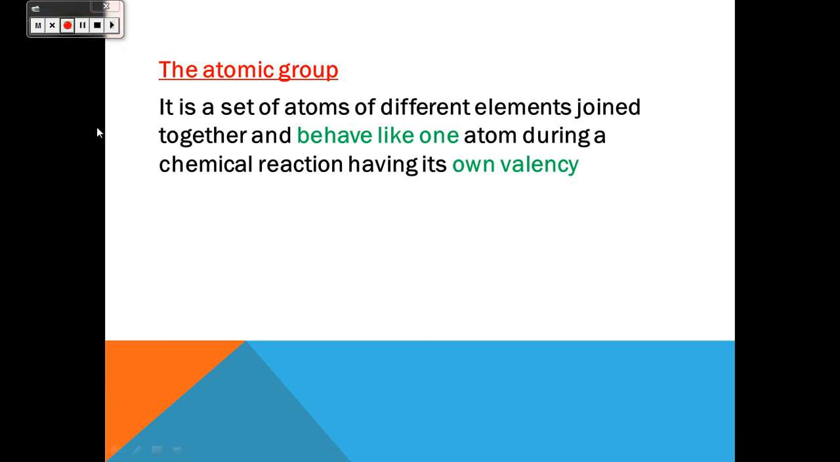And now the atomic group. An atomic group is a set of atoms of different elements joined together that behave like one atom during chemical reaction, and they have their own valency. Again, Prep 1, an atomic group is a set of atoms of different elements joined together that behave like one atom, and they have their own valency.